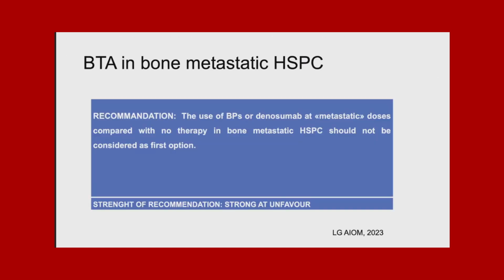What to say about the hormone-sensitive prostate cancer setting? Our recommendation is that the use of bisphosphonate or denosumab at metastatic dose is not suggested, it is not a first option, because there are no studies about denosumab and there are 3 phase 3 randomized studies of bisphosphonates that are negative. So the recommendation is strong and unfavorable.